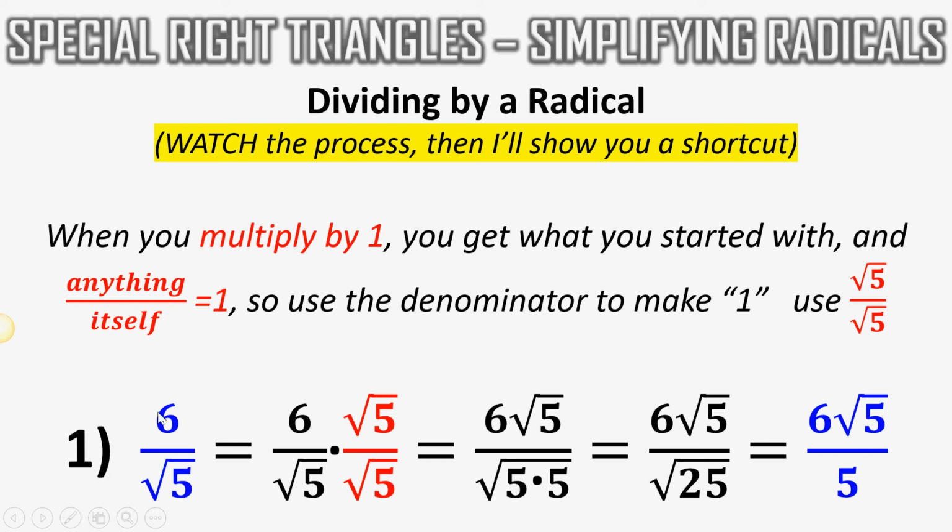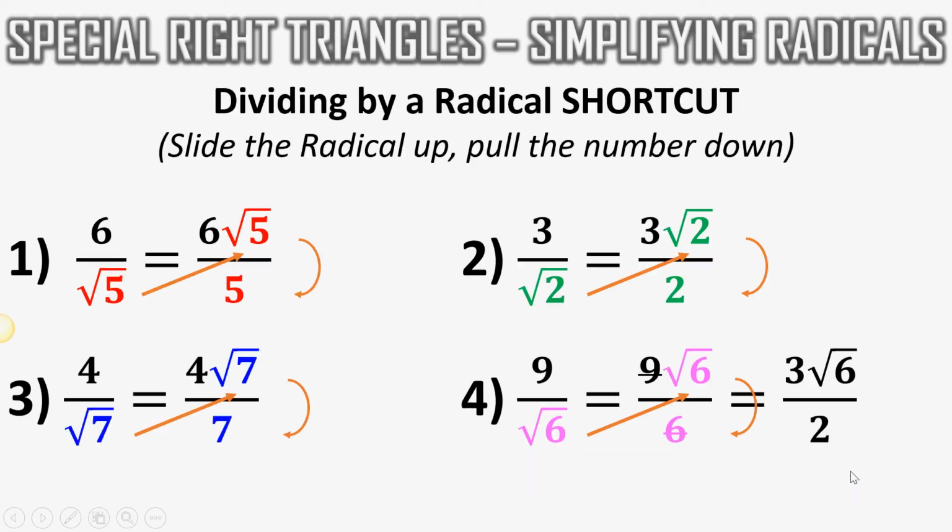If you look at the beginning and the end, you still have a 6. But that radical 5 is now in the top of the fraction. And you have a 5, which was inside, in the bottom. So here's your shortcut. You have a radical in the denominator. Instead of going through all those steps we just showed, now that you know it works, you're just going to slide this radical to the top of the fraction and pull the number down. Slide the radical to the top, pull the number down.